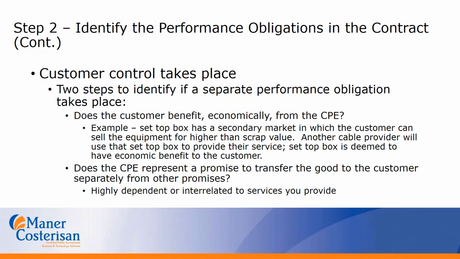For example, if a set-top box has a secondary market in which the customer can sell the equipment for sufficiently higher than scrap value, and a cable satellite television provider will provision service to that new customer at the same rate as other customers, there is a benefit to that customer from the set-top box on its own. Contrary to that, if no other service provider will provision services to that customer using a set-top box that was resold, or quote-unquote black market, then there is no economic benefit to that customer, and thus no separate performance obligation exists.